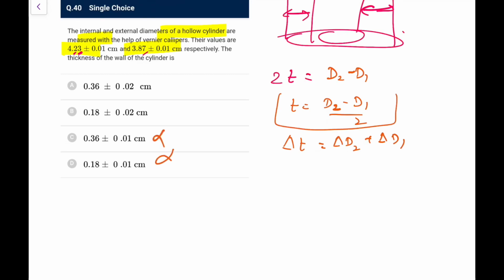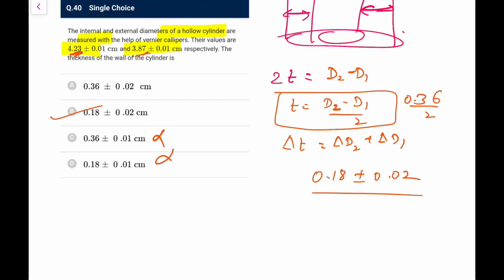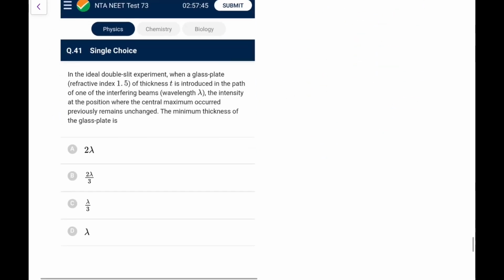And what we'll have, the value expected, if I take the differences of the two, this would be 13 and 7, that is 6. This is 11 and 8, 3.36 that I have, divided by 2, that is 0.18. So 0.18 plus minus 0.02, I'll go for option B for this particular case. So be very careful with the error things.